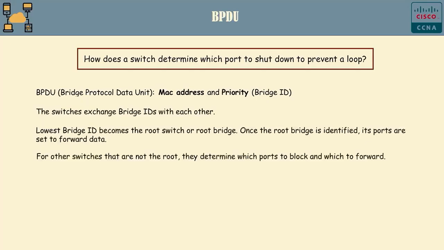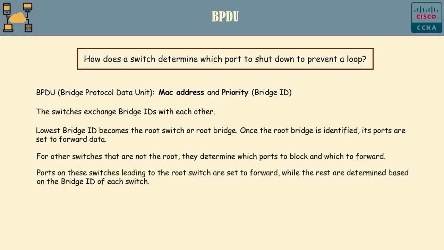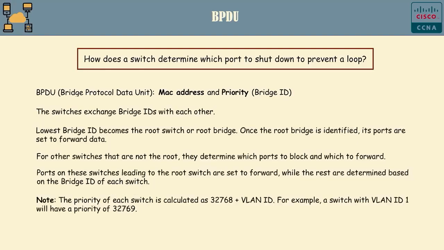For other switches that are not the root, they determine which ports to block and which to forward. Ports on these switches leading to the root switch are set to forward, while the rest are determined based on the bridge ID of each switch. Note, the priority of each switch is calculated as 32768 plus VLAN ID. For example, a switch with VLAN ID 1 will have a priority of 32,769.